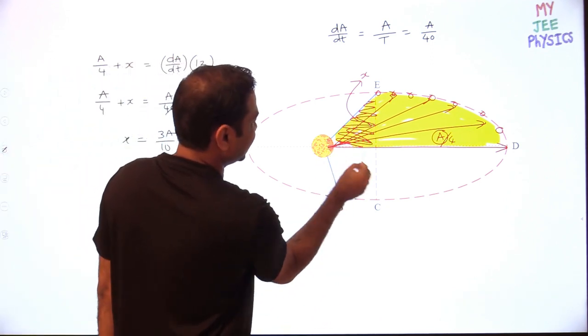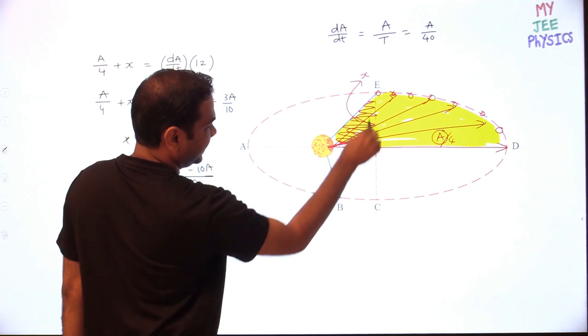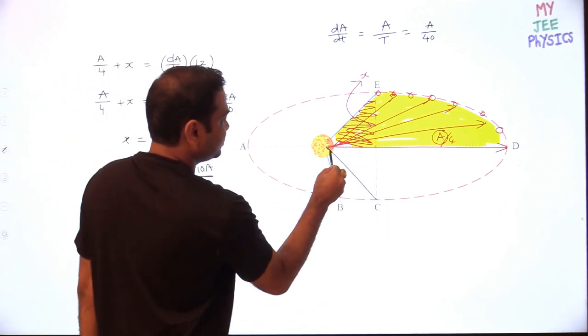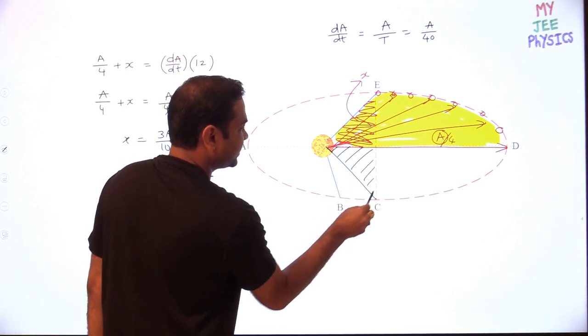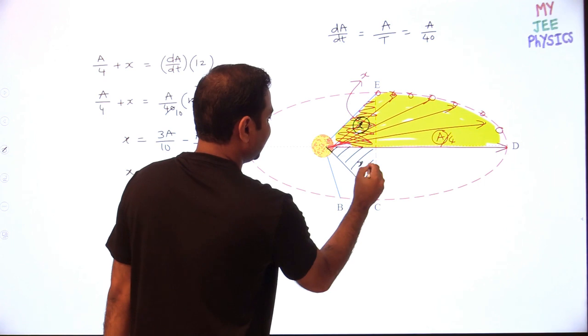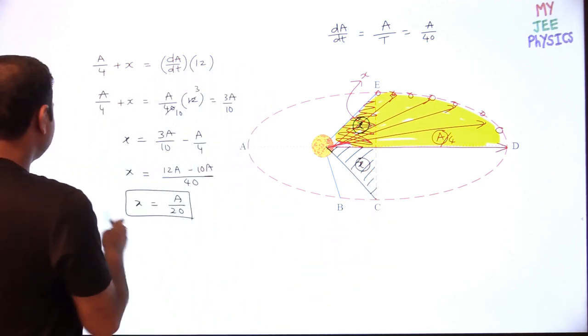X value means this area. Now, if I draw one more radial vector here, can I say that these two areas will be equal because of symmetry? If this is x area, then this also will be x area. So what is the next area we have to find out?